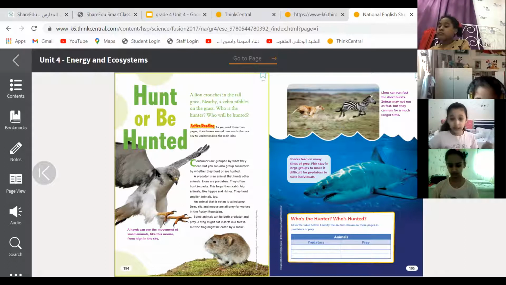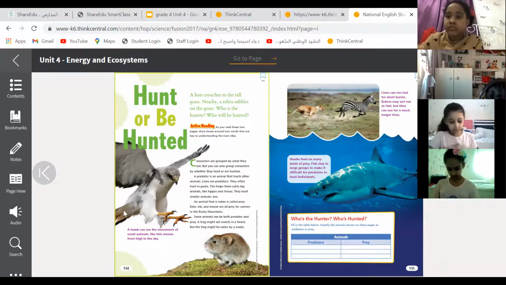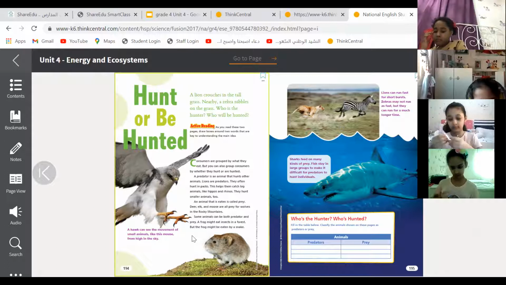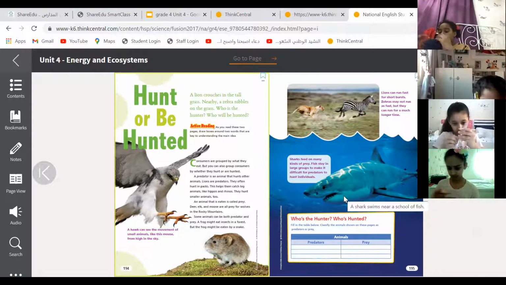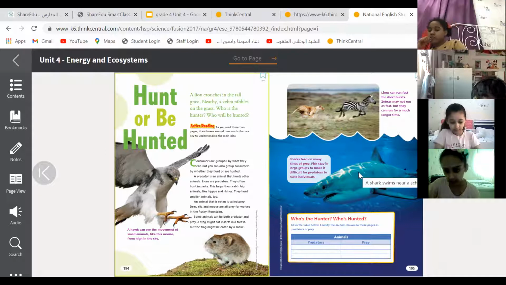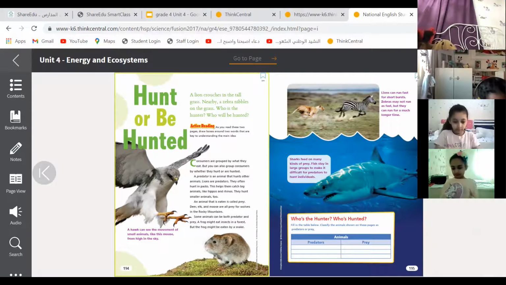Now let's see, the zebra eats... Maria, what about this one? The eagle is what? The eagle here, it's predator. Excellent. And the mice? Prey. Very good. Leah, can you tell me what about the shark? The shark is hungry. Yes, the shark is hungry. So the shark is the predator or the prey? Predator. Excellent. And who's the prey over here? Small fish. Excellent.